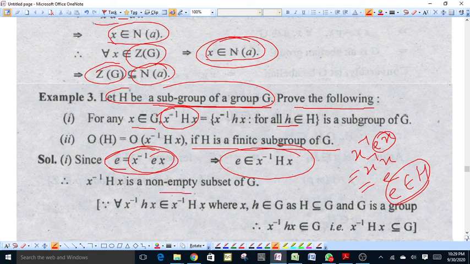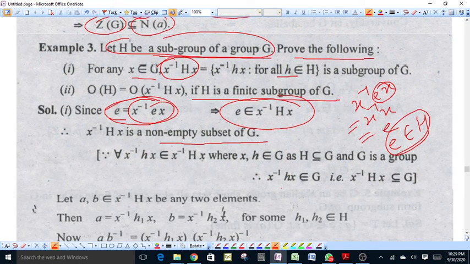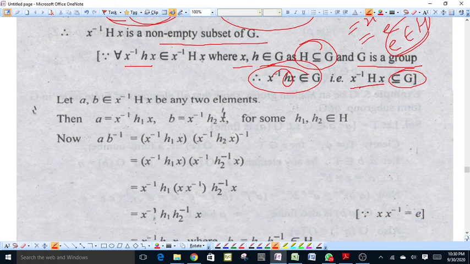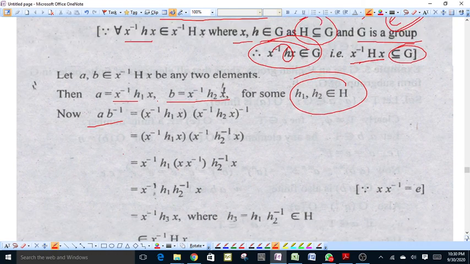This means x inverse Hx is a non-empty subset of G, because all elements of type x inverse hx belong to G, where x, h belong to G and H is a subgroup of G. And G is a group, therefore inverse of any element also belongs to G, and because small h is an element of capital H, therefore x inverse Hx is a subset of G. Now we take two elements A, B of x inverse Hx, then A is equal to x inverse h1x for some h1, and B will be equal to x inverse h2x for some h2 element of capital H. Now AB inverse, if we prove that AB inverse also belongs to x inverse Hx, then we can say that x inverse Hx is a subgroup of G.